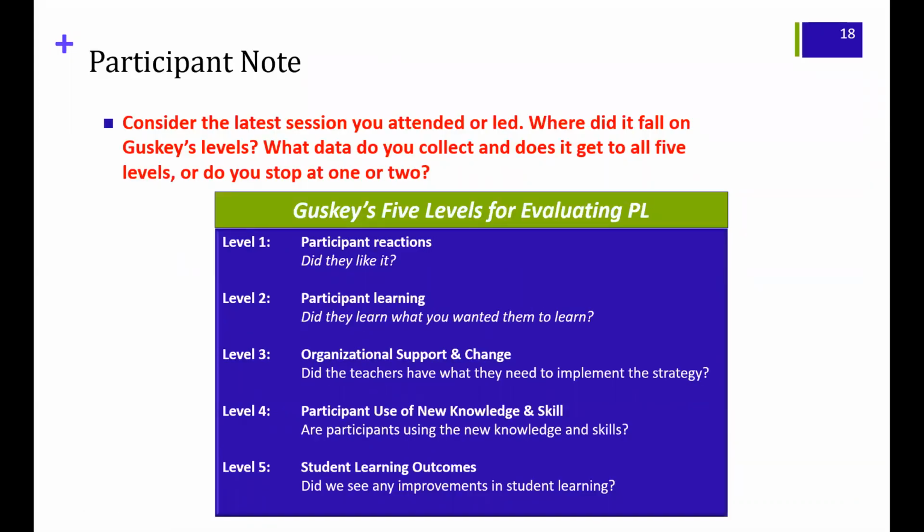Consider the latest session you attended or led. Where did it fall on Guskey's levels? What data do you collect? And does it get to all 5 levels, or do you stop at 1 or 2? Take a minute to reflect in your workbook.